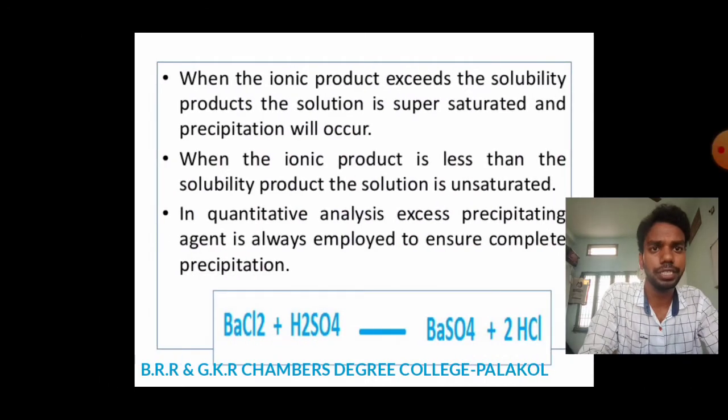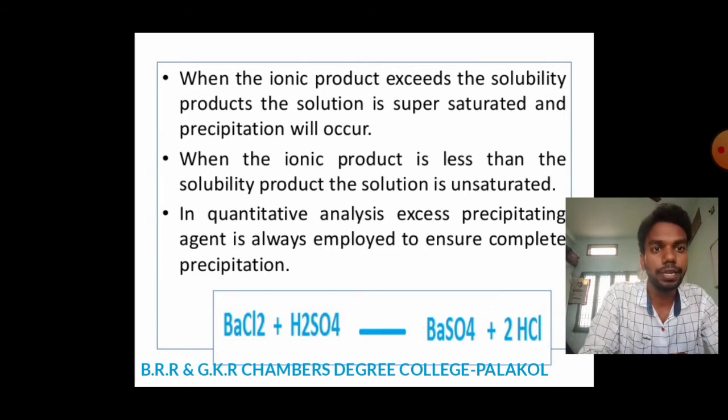Now see the conditions where precipitation occurs. When the ionic product exceeds the solubility product, that is, the ionic product being the product of the ions in the solution is greater than the solubility product, the solution is supersaturated and precipitation will occur. Only in that condition does precipitation occur. Next, when the ionic product is less than the solubility product, the solution is unsaturated, no precipitation will occur, and a clear solution will appear, right?